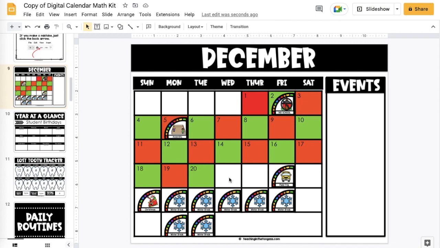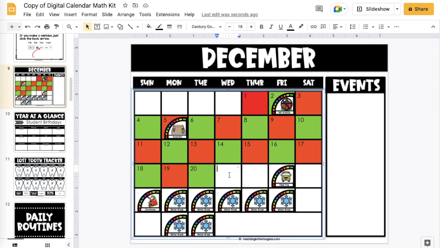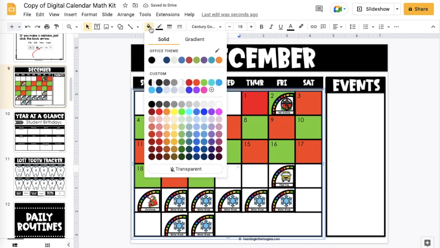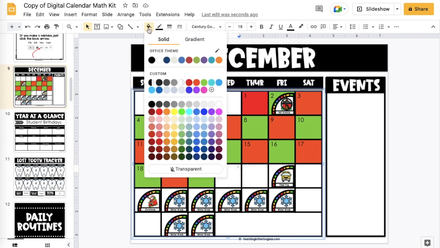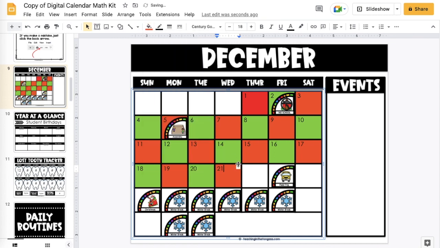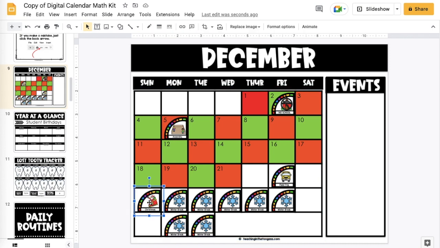So now it's time to add our date to our December month calendar. Today's the 21st, and we can change the pattern color. Let's say it's red, green, red, green, red, green, and so on, red, green, red. That's right. So we'll change this to red. All right, let's count how many days left until Christmas. 1, 2, 3, 4 more days until Christmas.